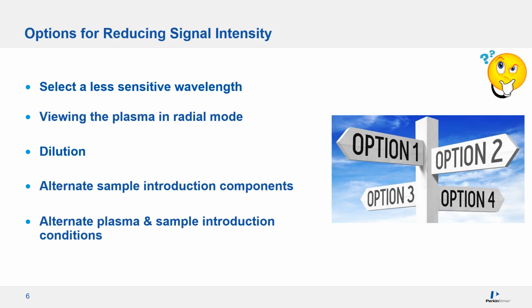There are a variety of options available for reducing signal intensity. One of the most common ways is to select a less sensitive wavelength. With thousands of wavelengths available, it's usually pretty easy to find a wavelength that's less sensitive than the analytical wavelength that you're currently using. We would also choose to view the plasma in radial mode, which is very easy to do. Another common solution is to perform dilution, just dilute the sample more. We could also use alternate sample introduction components or alternate plasma and sample introduction conditions. So let's look at each of these in a little bit more detail.